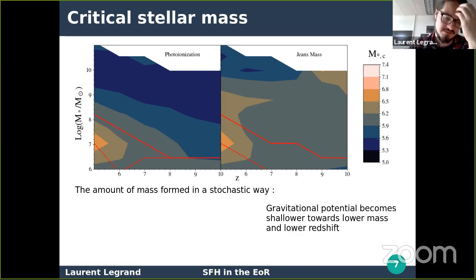The Jeans mass computations have been done. There is the first paper in the series, Asteroid 1 by Anne Utter, that shows how the Jeans mass is computed. But here metallicity doesn't play a role.